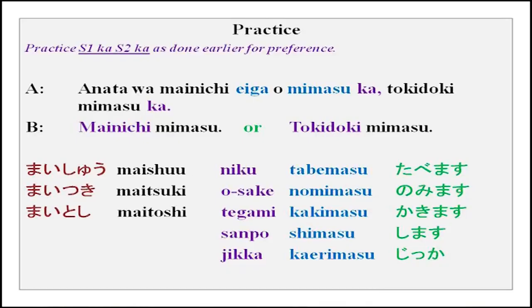Now over here, instead of mainichi, we'll just now do it there as well. Instead of mainichi, you can replace it with maishu, maitsuki, maitoshi. Maishu is every week. Maitsuki is every month and maitoshi is every year. Of course, with maitoshi, you cannot say maitoshi eiga o mimasu ka or maitoshi ringo tabemasu ka. Maitoshi kuni e kaerimasu ka? You can ask your friend, maitoshi kuni e kaerimasu ka? You can also ask, maitsuki jikka e kaerimasu ka? So, any of these words you can use with nouns, with verbs, and make sentences, make conversation.